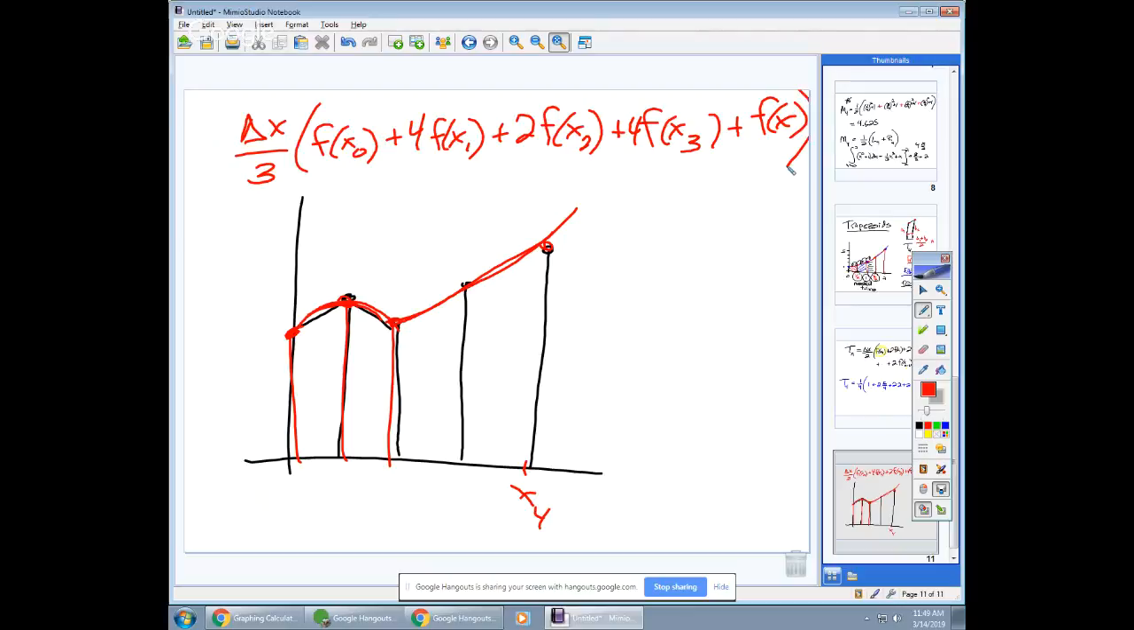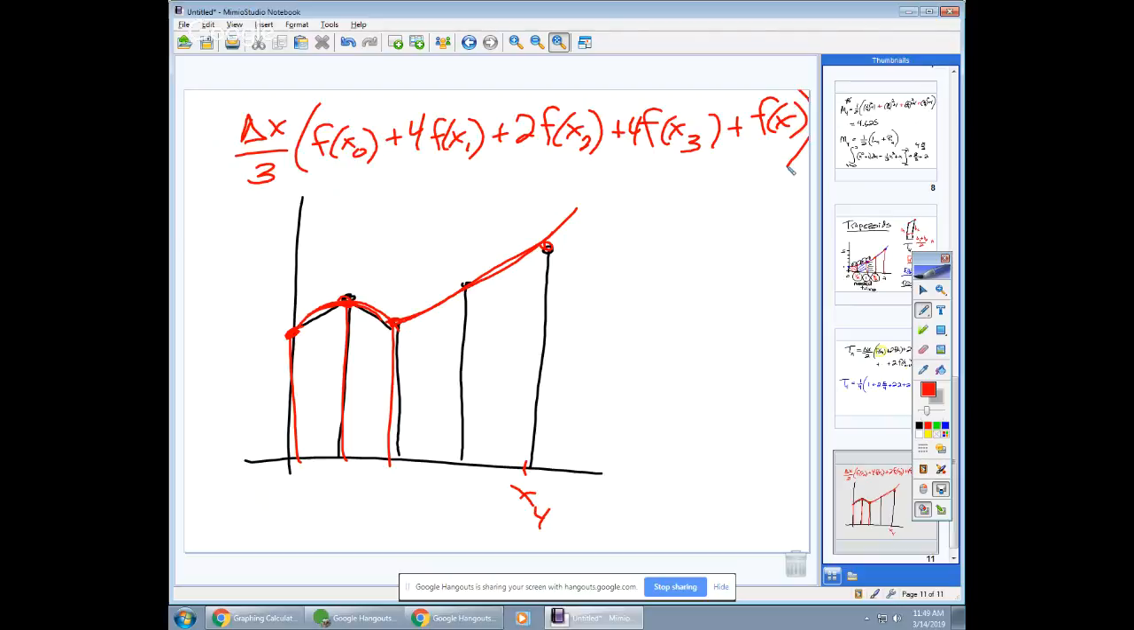A proof of that is an algebraic 3-pager, but it breaks down to this beautiful pattern. You just alternate 1, 4, 2, 4, 2, 4, 2, and then you get a 1 at the end, times the function value, and you just take delta x over 3, and that gives you a way tighter fit.